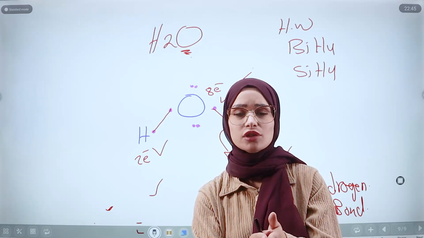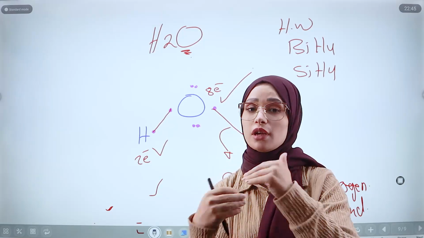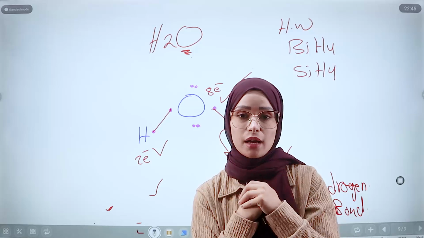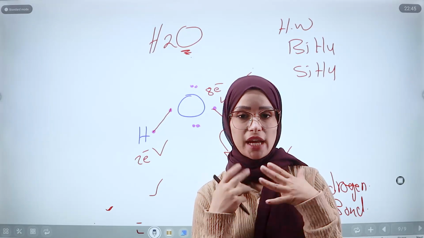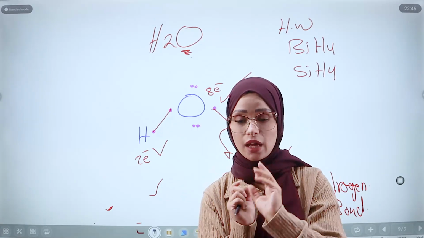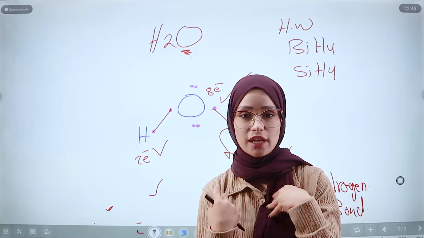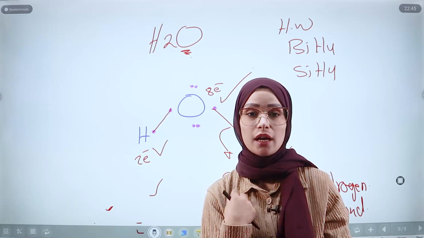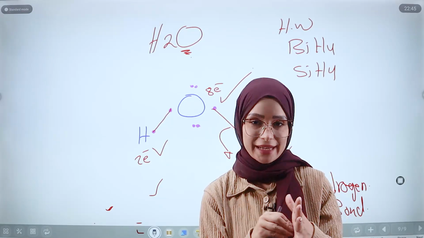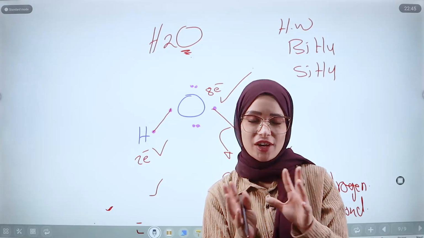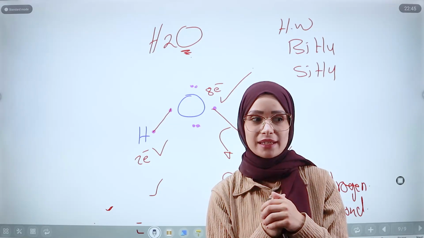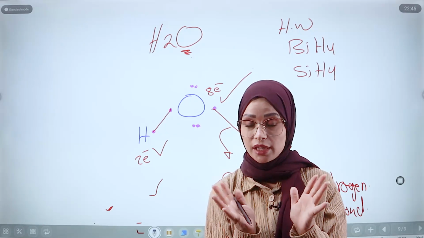Put these electrons inside, both of these electrons are shared between me and you. You are not allowed to take these electrons. I'm not allowed to take these electrons for myself. But what happens in real life is sometimes a little bit, let's say, opposite. It's not a big difference.